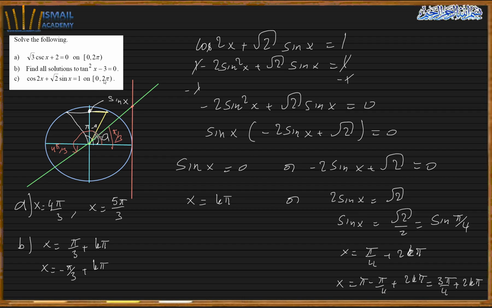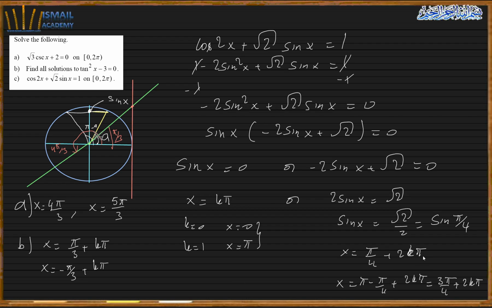Here they limit my domain. So I'm going to choose k equals 0 and k equals 1 for the first one. For k equals 0, I have x is 0. For k equals 1, I will have x equal pi. I cannot choose 2. Why? Because 2 is not included. So those are my first solutions.